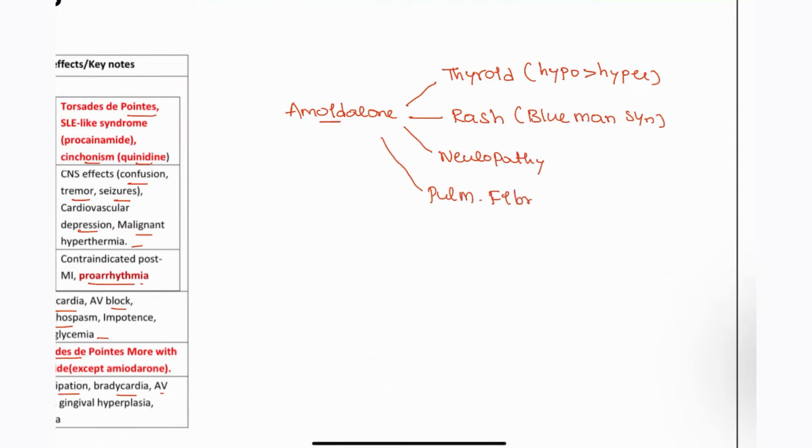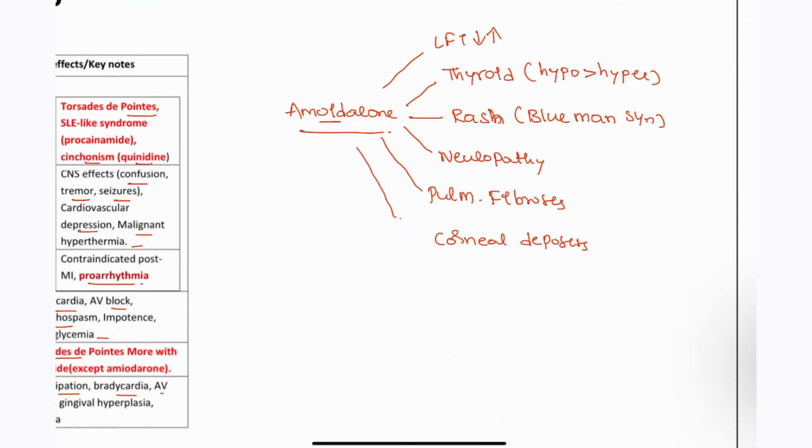And pulmonary fibrosis will be seen. It will also cause LFT derangements. So that means liver toxicity is also seen in this. Next, corneal deposits will be seen. So all these will be associated with amiodarone.